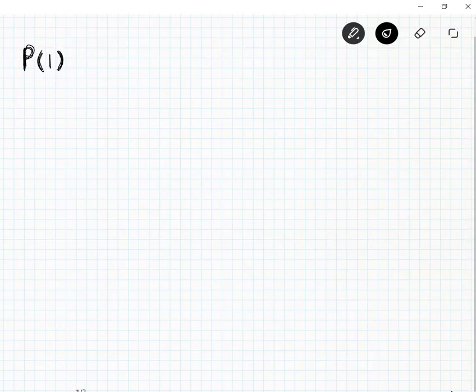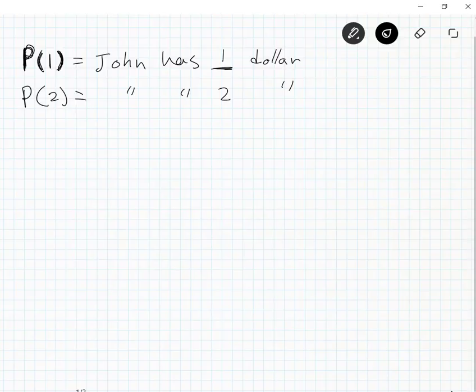So this could be P of 1: John has $1. So P of 2 would be John has $2. P of 3, and so on.